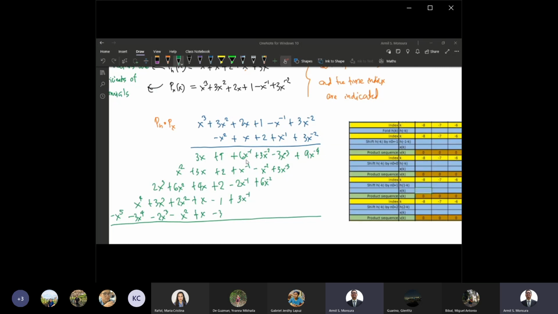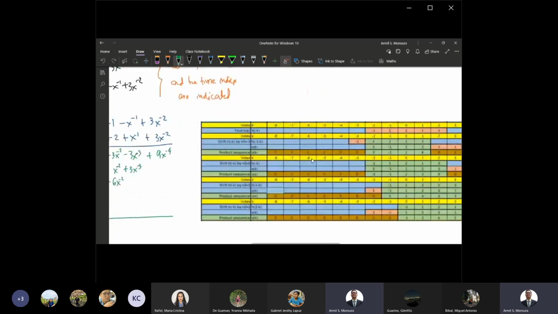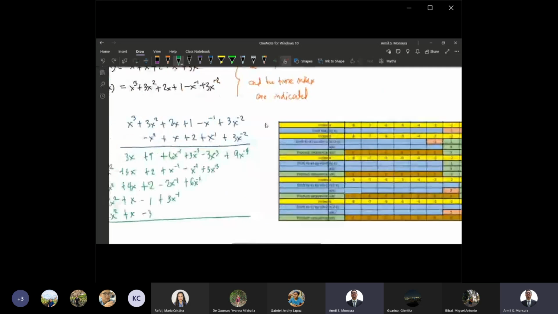Okay, may konti lang akong ginawang correction dito. Parang 1, 2, 3, 4. So 1, 2, 3, 4. Ito, 6 pala product niya. Okay, 6 x raised to negative 1. So, yun, kinurek lang natin. Okay. Ngayon, nilagay ko dito yung part ng table which shows the product sequence for n equals negative 1, 0, 1, and 2.